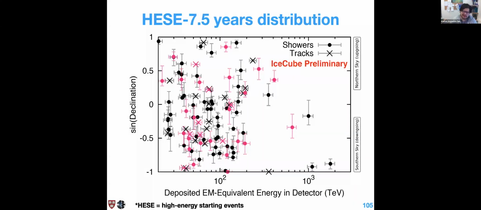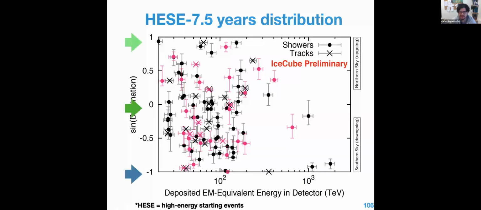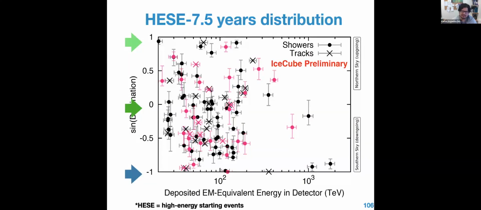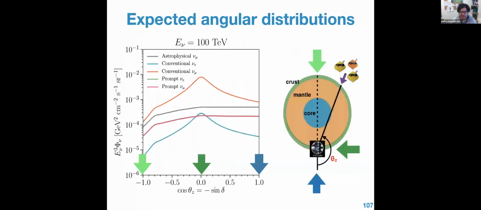So when you look at the high energy events, they look like this. The horizontal axis is the energy deposited in TeV, and the vertical axis is the directions. And we know many of these starting events are actually astrophysical neutrinos, and we know this because of the angular distribution of these events. So the angular distribution is going to allow us to separate astrophysical and non-astrophysical events. How do we do that?